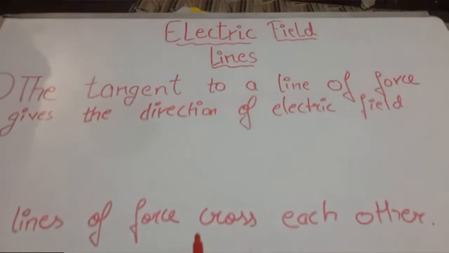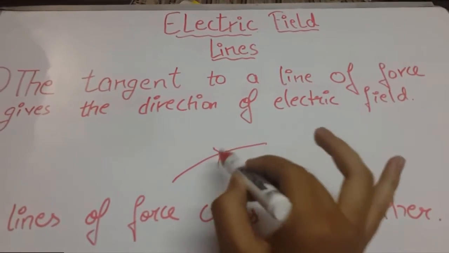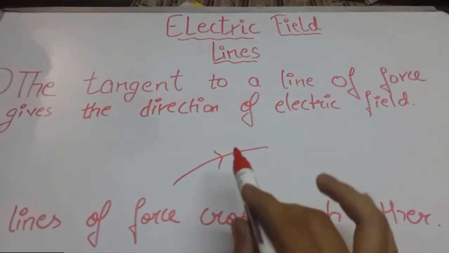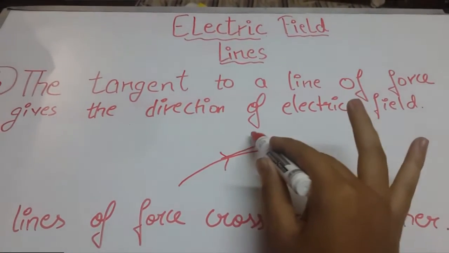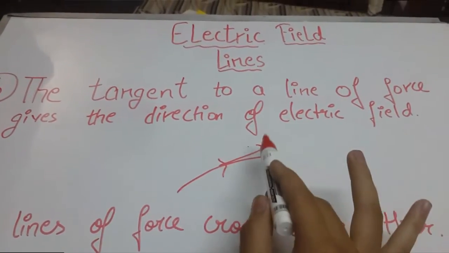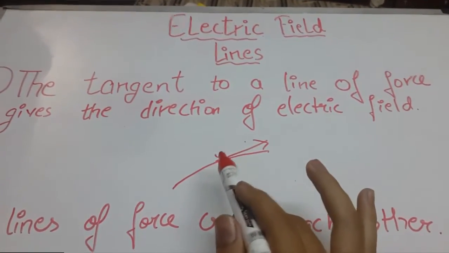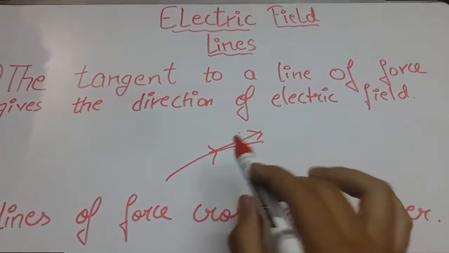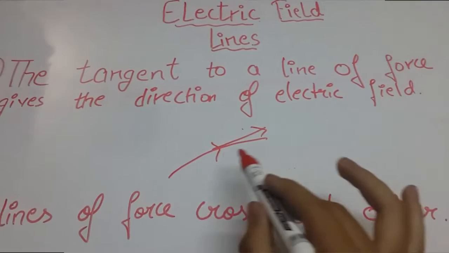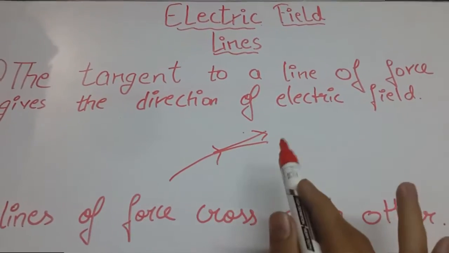The next property is that the tangent to a line of force gives the direction of the electric field. Suppose an electric field line which is due to some charge. Now if we draw a tangent to this line, this tangent gives the direction of the electric field. This line shows where the electric field is working, in that direction, and this electric field line is making a curve. I talked about this curve in the first property.